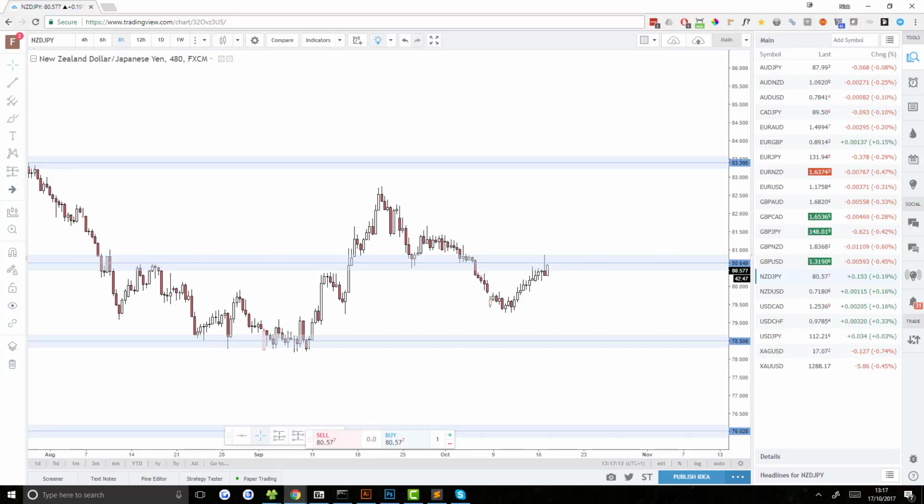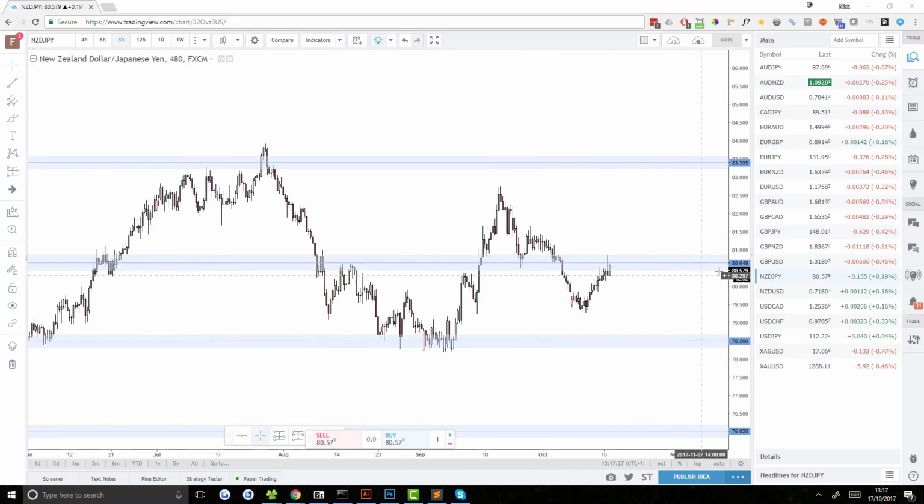This 80.65 for New Zealand JPY could give us a nice setup. It's definitely stalling at this resistance area. We just need to wait and see if it stalls enough and if it gives us a setup. So we're looking for a potential short setup here, a reversal setup.